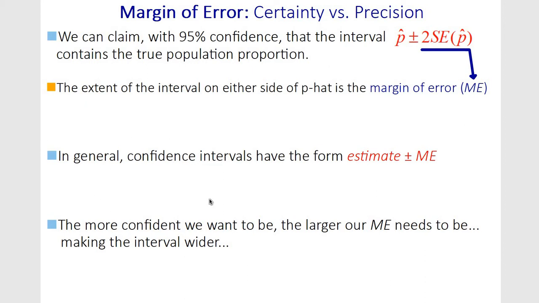Okay, so we can think of the confidence interval being in the form your estimate plus or minus the margin of error, or the estimate plus or minus ME. All right, so here's the key. The more confident we want to be, the larger our ME has to be, which makes sense because that's going to create a bigger interval and that's going to make me more certain, right?